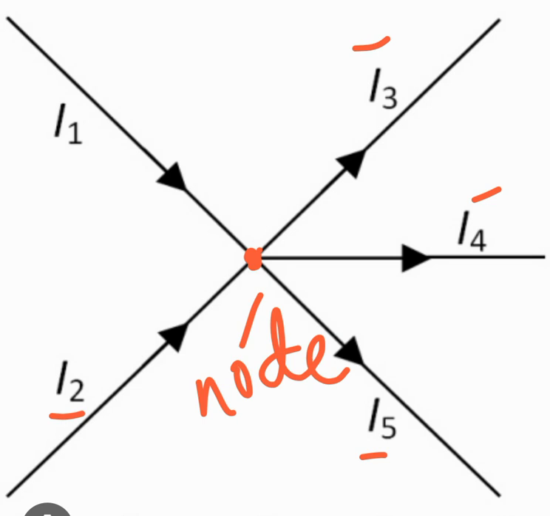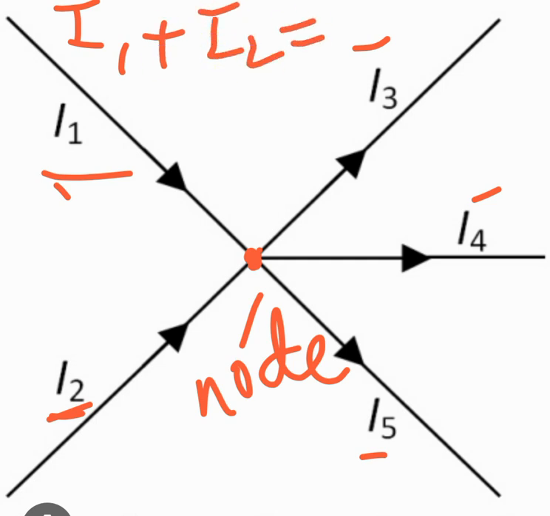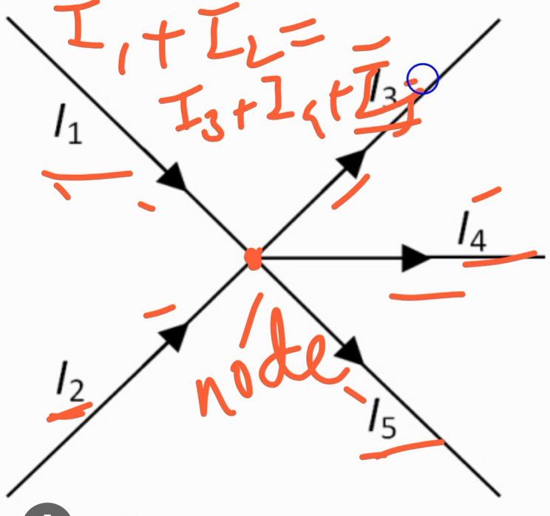So what are the currents that are entering here? I1 and I2. So you will take the sum of these two currents, I1 plus I2, and you equate that to the sum of the currents that are exiting the node, that is I3, I4 and I5. You see the direction of the arrows. They are leaving the node, and the direction of the arrows for I1 and I2, they are entering the node. So you will write that I1 plus I2 equals I3 plus I4 plus I5. That's it.